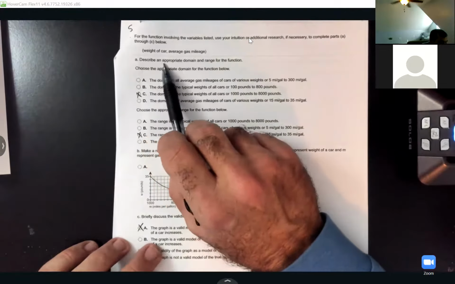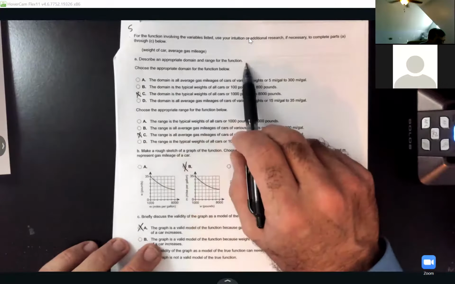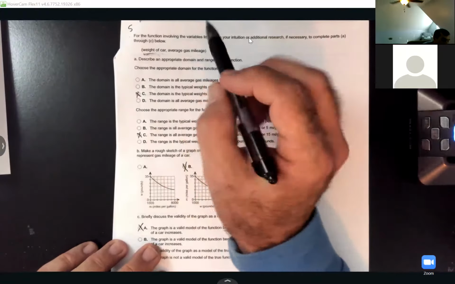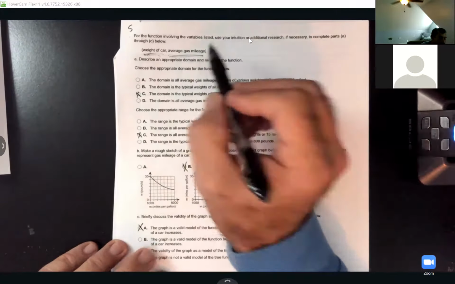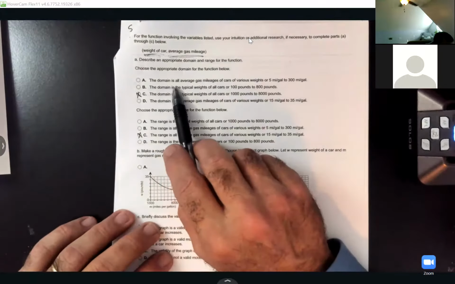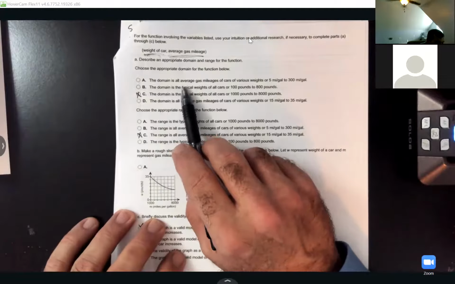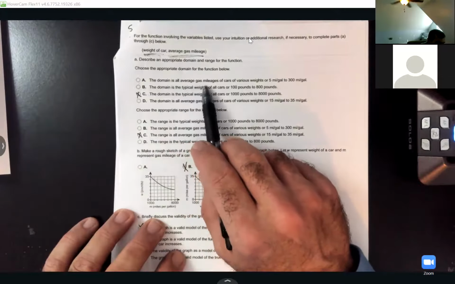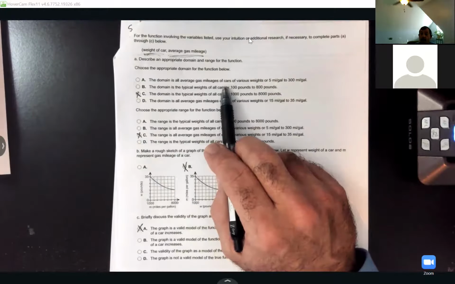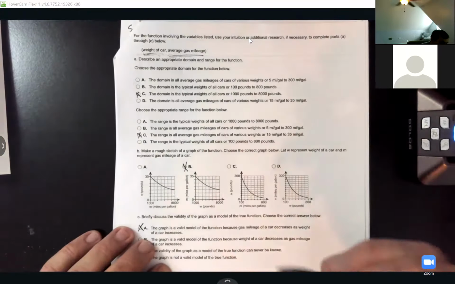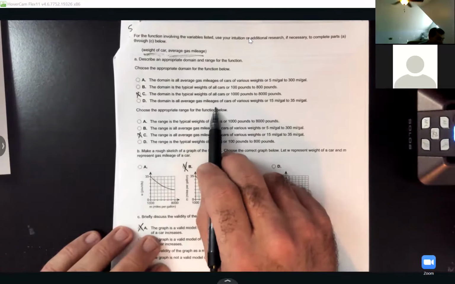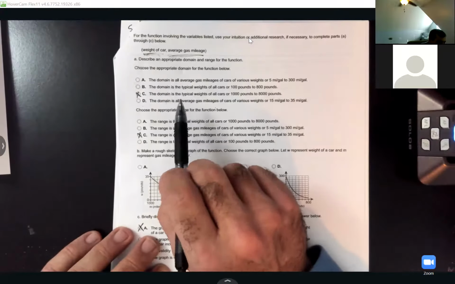So A said describe an appropriate domain and range. So I got to figure out a domain for the weights of these cars and a range for the average gas mileage. So when I look through here, the domain is all average gas mileages of cars. Well, that was wrong. The domain is going to be the weight of the cars. So D can't be that one either because it's talking about gas mileages. So the domain had to be the weights.